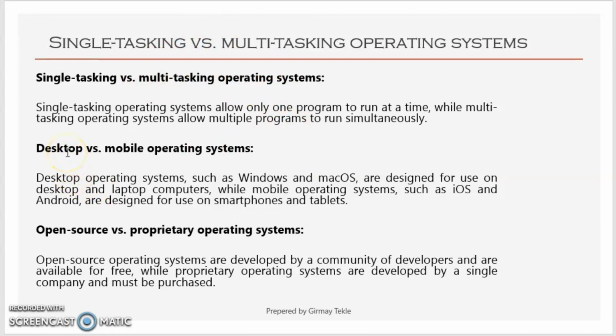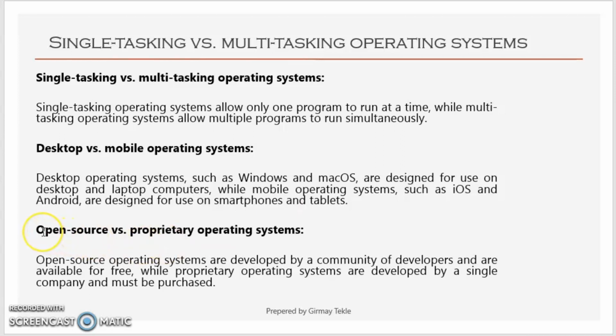We may have desktop operating systems or mobile operating systems. Desktop operating systems are operating systems that we can use on desktop and laptop computers, like Windows and Mac operating systems, which are designed for use on desktop and laptop computers. Mobile operating systems are operating systems that we can use on mobile devices, like the iOS operating system and Android operating systems, which are designed for use on smartphones and tablets, in general on mobile phones.